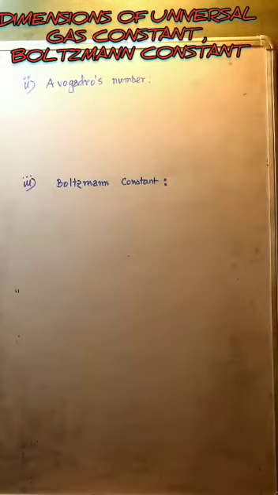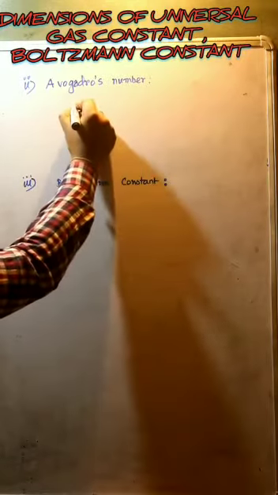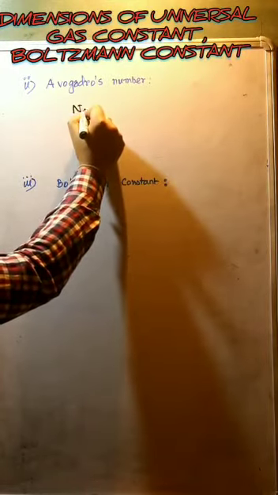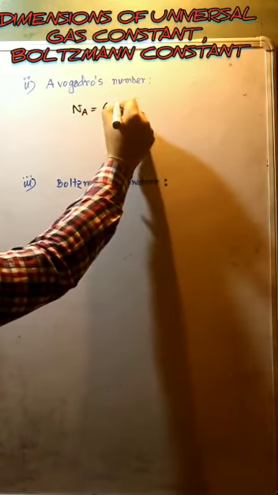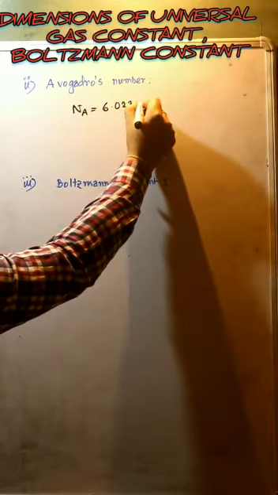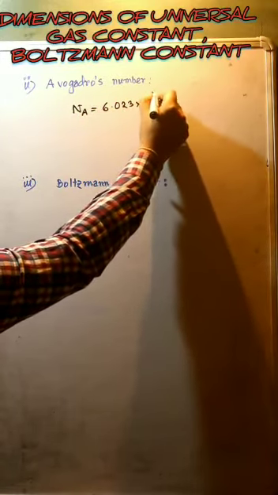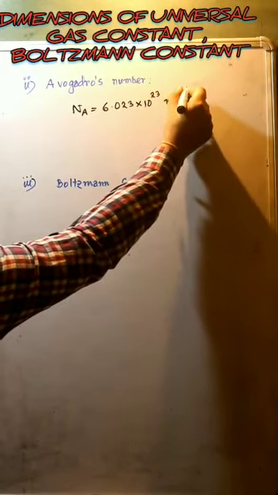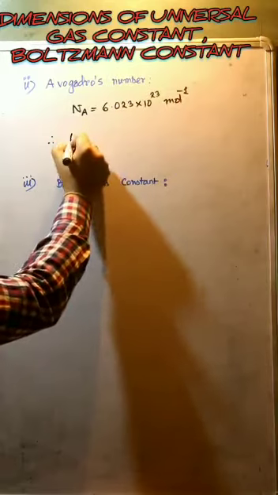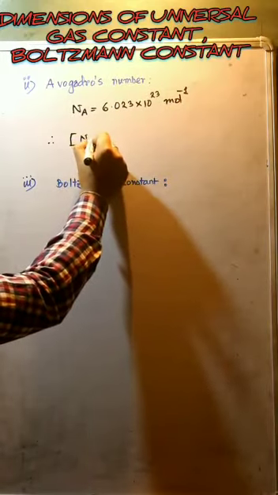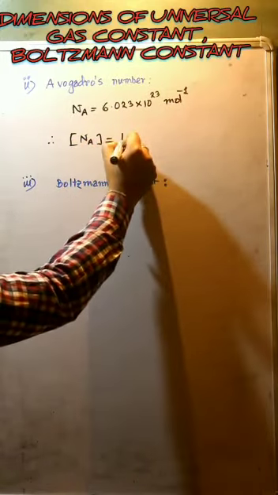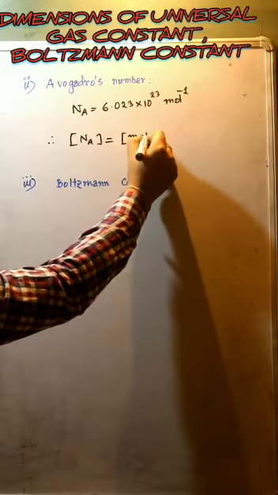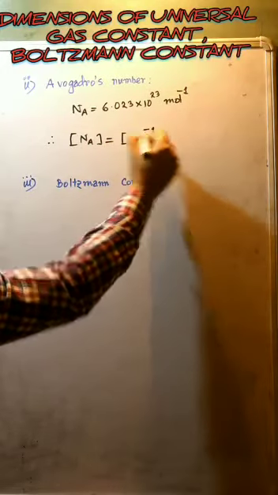Now, next topic is Avogadro's number. The value of Avogadro's number, Na, is 6.023, which is a very large number, into 10 to the power 23, and the unit is mole inverse. Hence, the dimension of Avogadro's number is mole inverse.